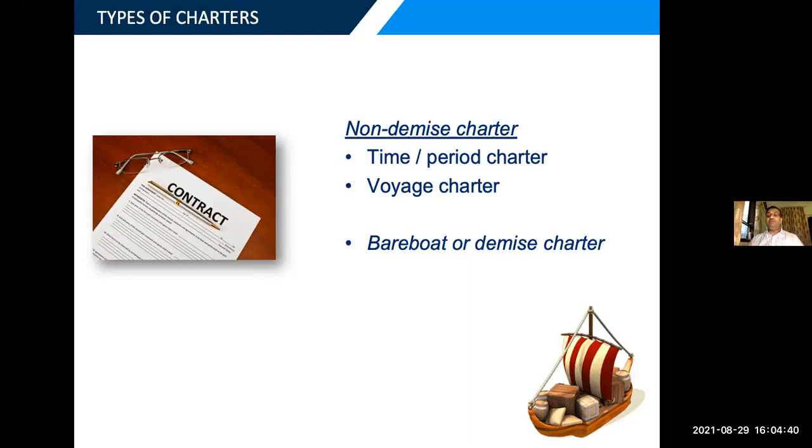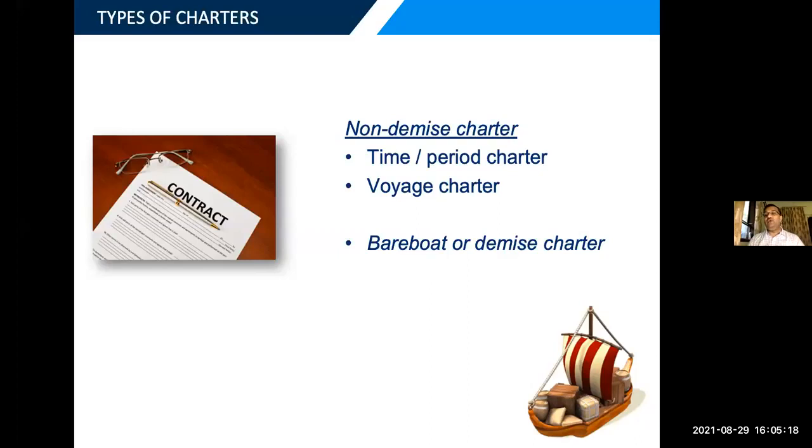The next form of non-demise charter is time charter or period charter. Over here, the deployment of the ship is not for a voyage. Deployment of the ship is for a period of time. The period of time could be anything. It could be 15 days, 30 days, 45 days, 6 months, 1 year, 2 years, 3 years, or 5 years.